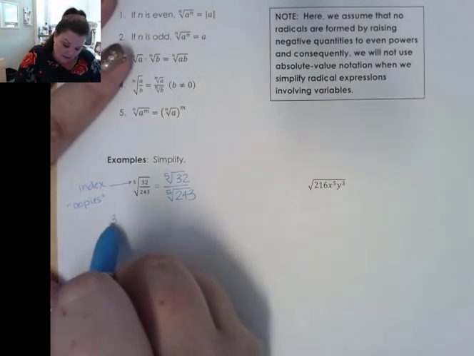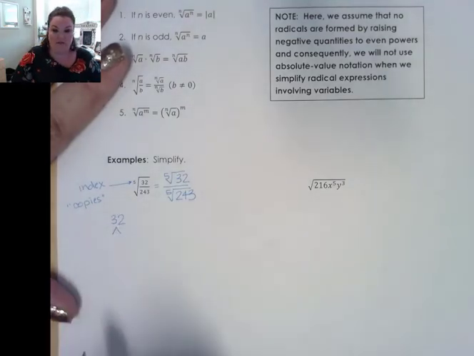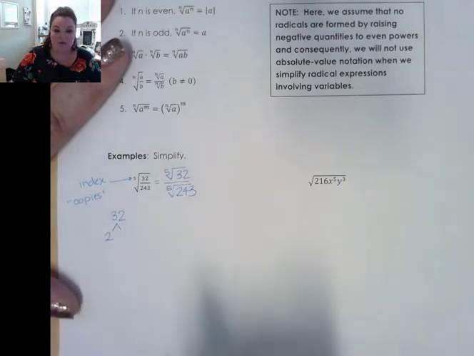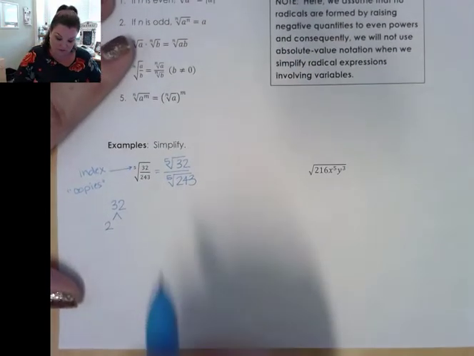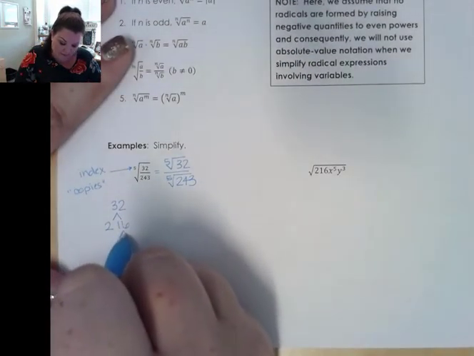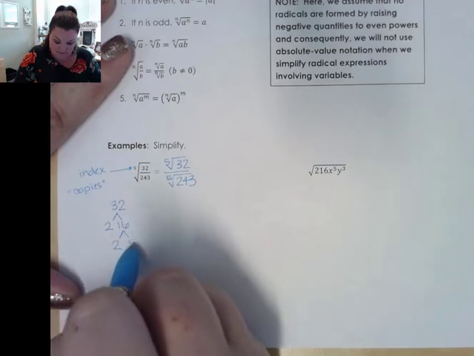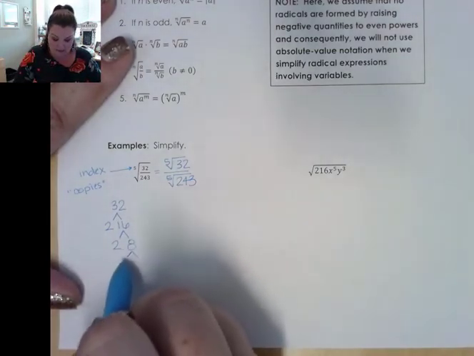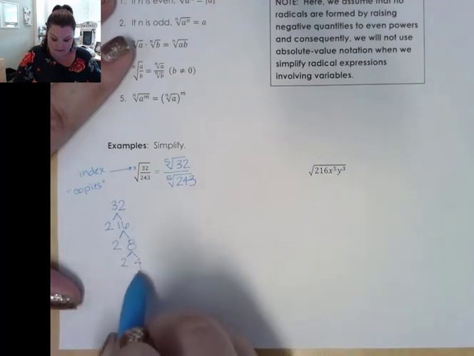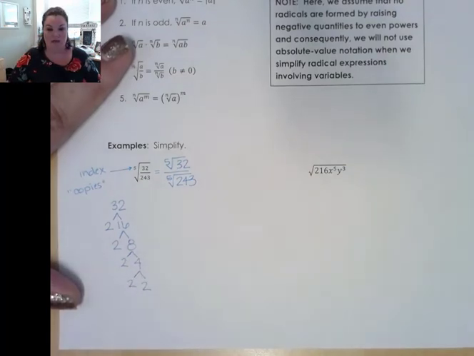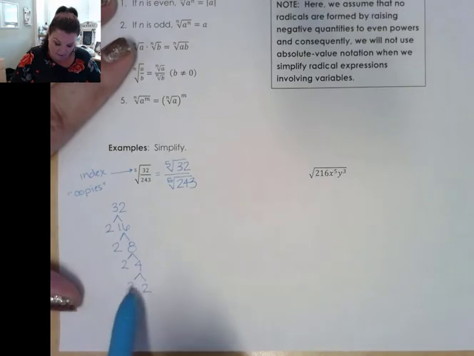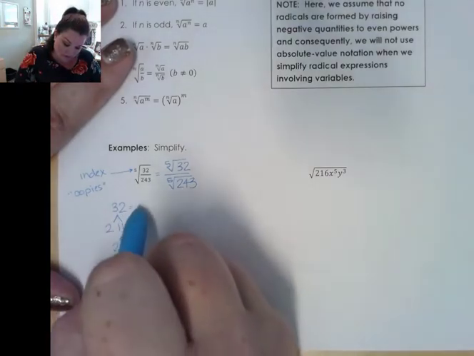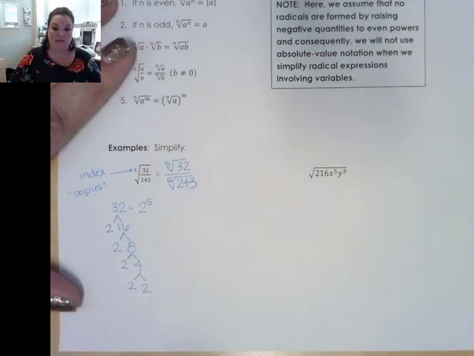So if we take 32 and we prime factor it, okay, 32 is even, so I'm going to go ahead and say we know 2 goes into it, right? 2 goes into it 16 times. 16 is also even, so I can write 16 as 2 times 8, I can write 8 as 2 times 4, and then 4 is 2 times 2. Okay, so notice I have 1, 2, 3, 4, 5 copies of a 2. So 32 is actually 2 to the 5th power.